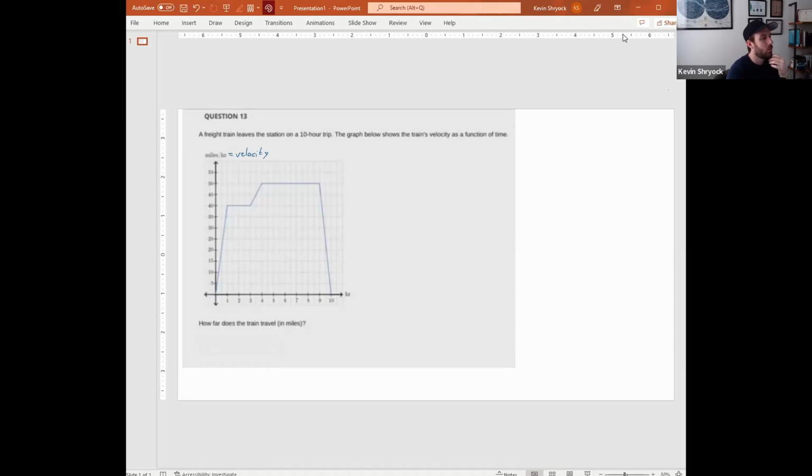Then it's asking how far does a train travel in miles. So I guess it's just finding, to me my mind says for each 1 hour, finding that area and then adding them together to get the total amount of miles traveled. Does that make sense, that the area means miles traveled? Oh yeah, because it shows the velocity versus the hours.